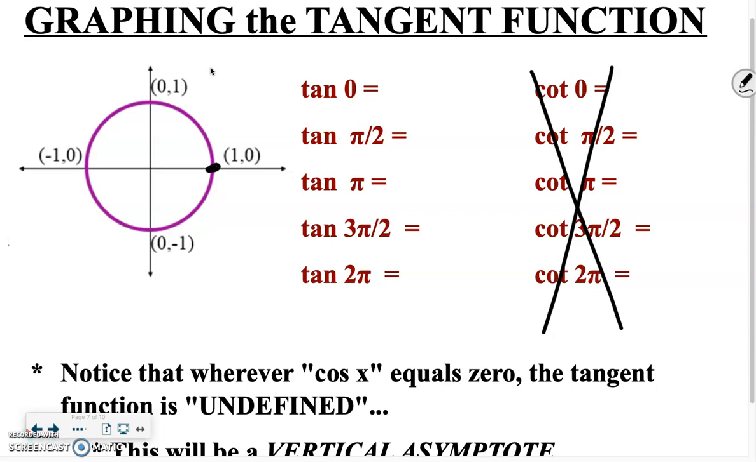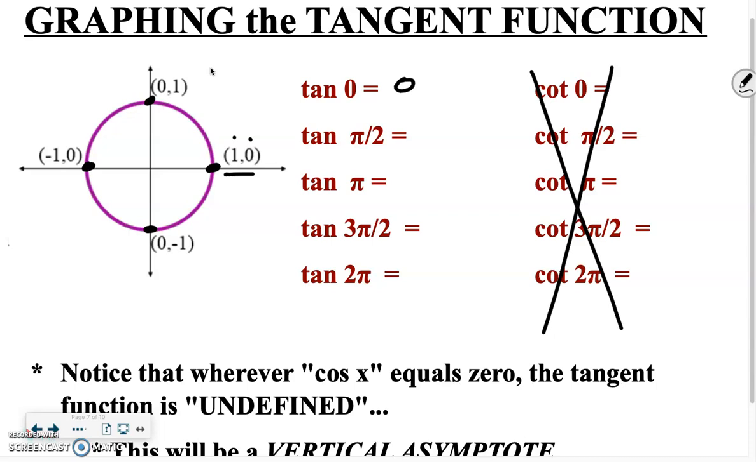Okay? So if we're looking at the tangent function, remember what tangent actually is, what it represents. It's the sine divided by the cosine. So it's the y term divided by the x term within a coordinate. So when I'm looking at the unit circle and I want to evaluate the tangent of 0, we take the y divided by the x. 0 divided by 1, no problem, we get 0.